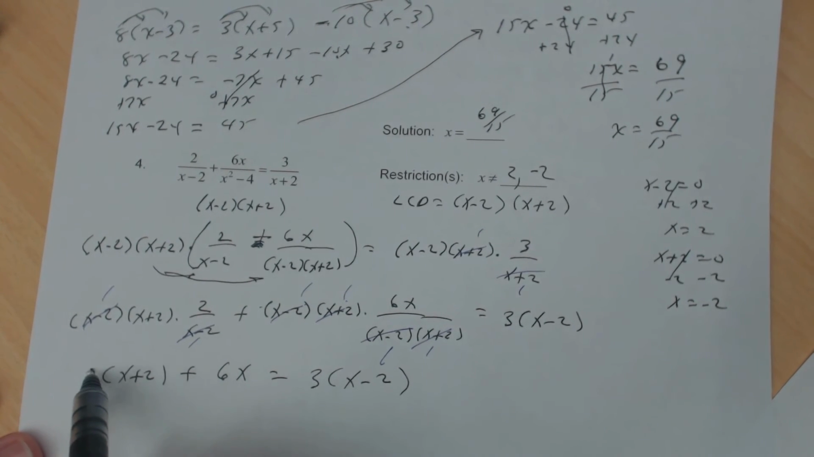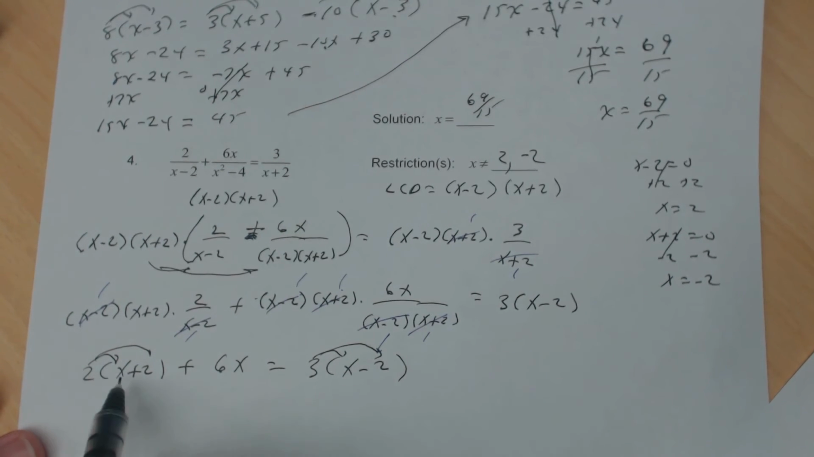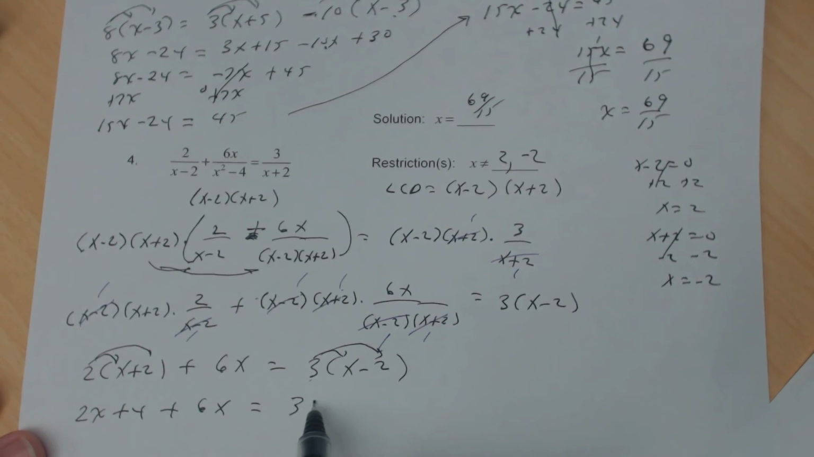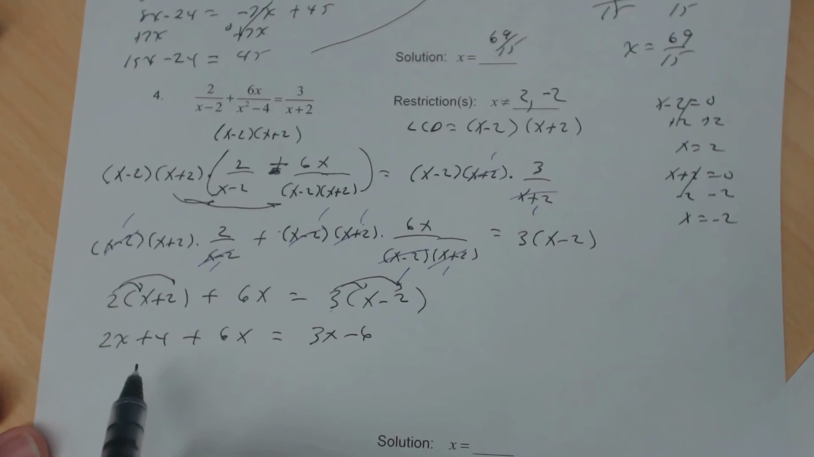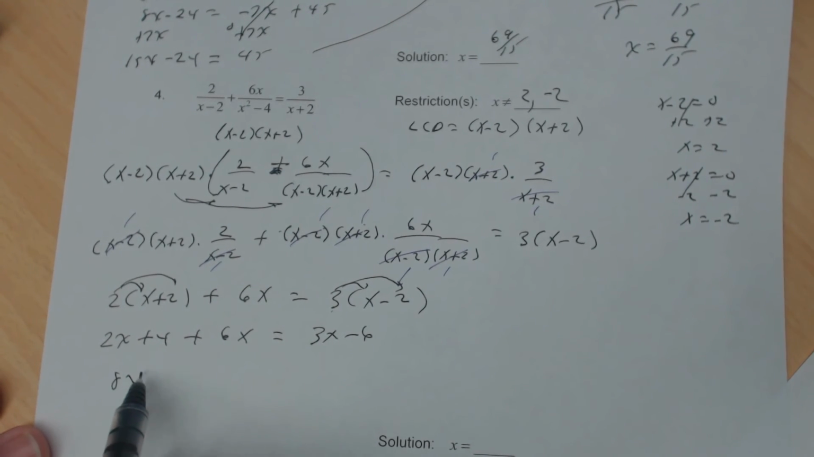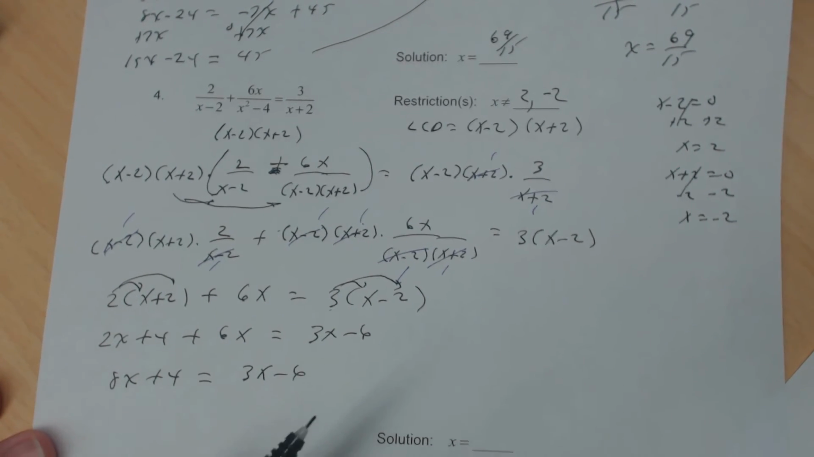So I'm just going to go ahead and get rid of the parentheses. I'm going to distribute. So 2 times x is 2x. 2 times 2 is 4, plus 6x, equal. 3 times x is 3x, and then 3 times negative 2 is a negative 6. Combining like terms, 2x plus 6x is 8x, plus 4, equal 3x minus 6.